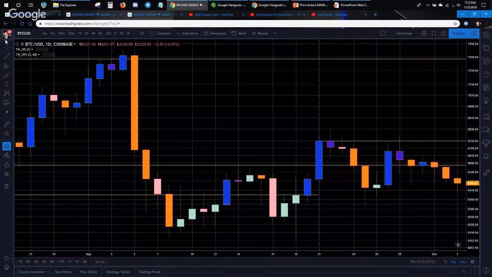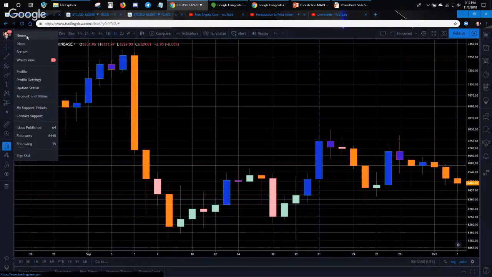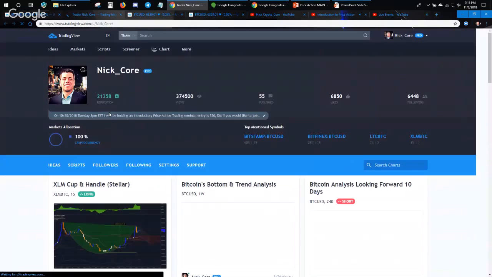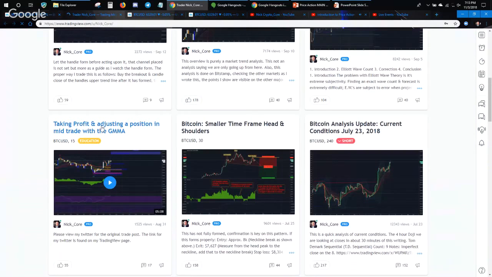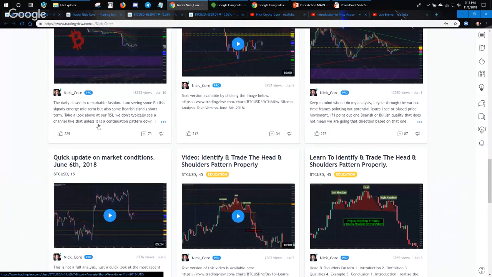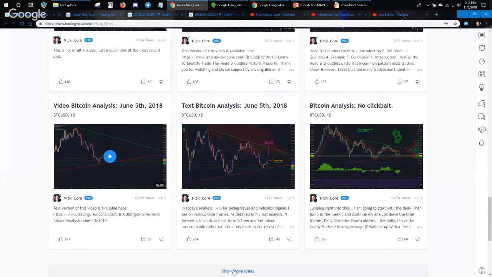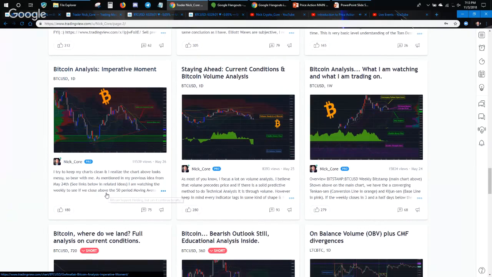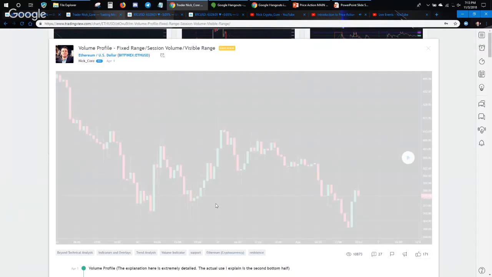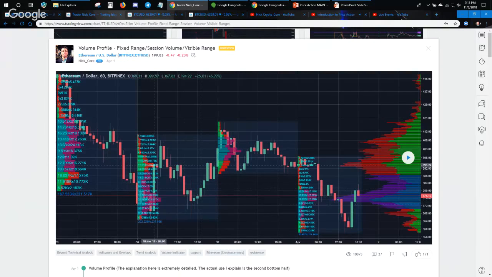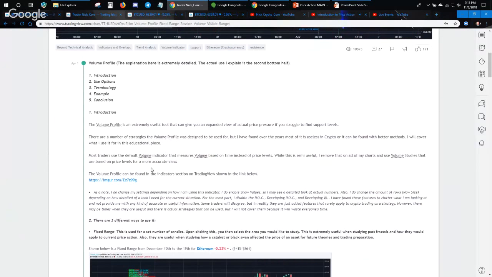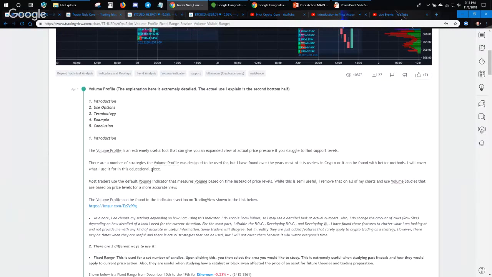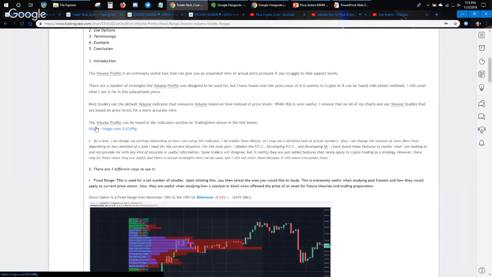I have written an educational piece on TradingView that I'll show you now on the volume profile. If you're not familiar with that tool, it is free with TradingView accounts that pay the pro price. I do recommend that you go study up on the volume profile because it is a very useful indicator for finding your support and resistance levels. Here it is right here. Just go to my profile and look for volume profile, and I go through the fixed range, the session range, and the visible range.